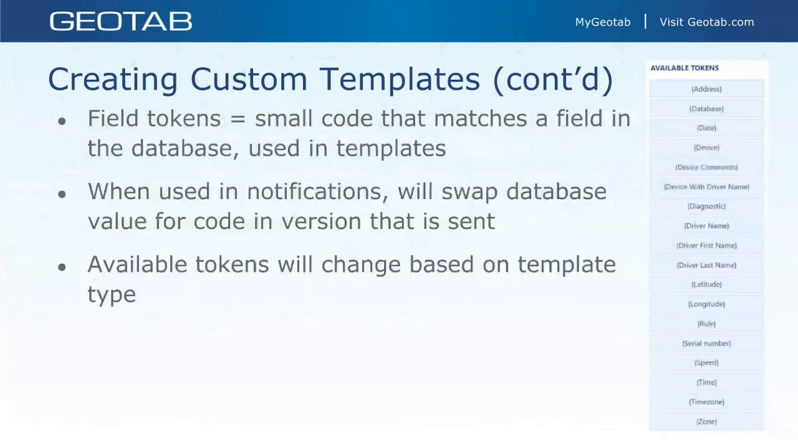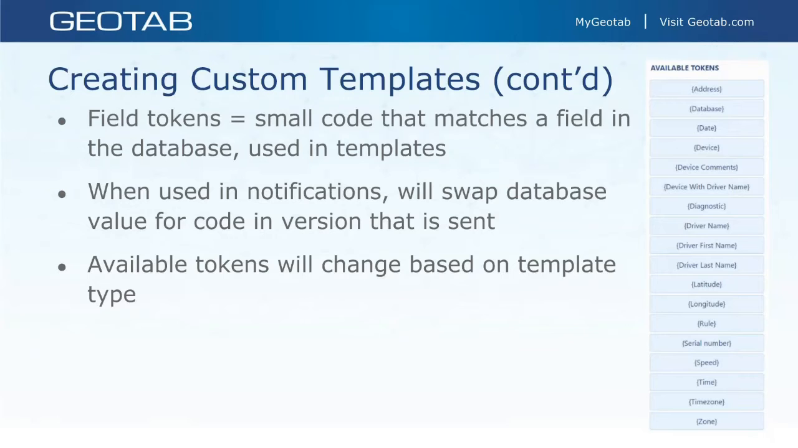So all of the custom templates use what are called field tokens. There is a sample list of tokens over there on the right, and all a field token is that it's a small code that matches a field in the database, and it's used within these templates. When it's used in notifications, it'll swap the database value for the code in the version that is sent. So when I create my custom notification and I click on the token address, it'll populate with the address of the exception. Same with database, date, device.